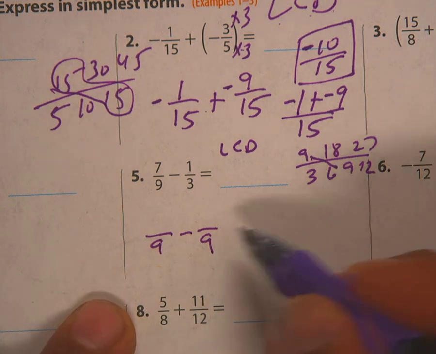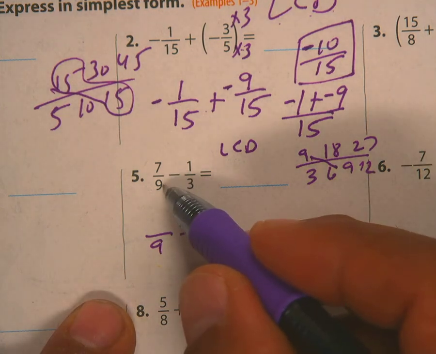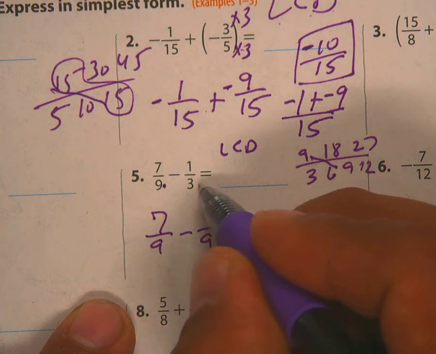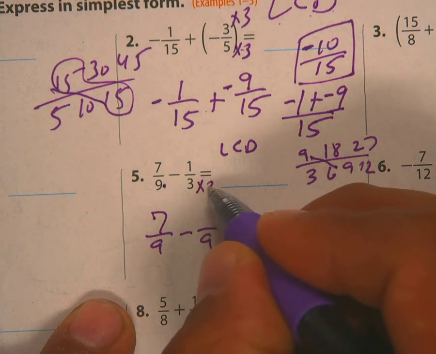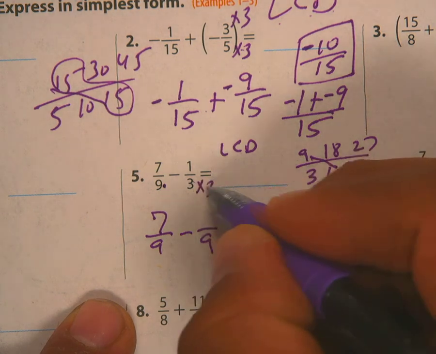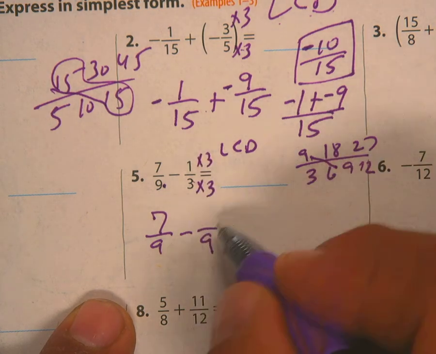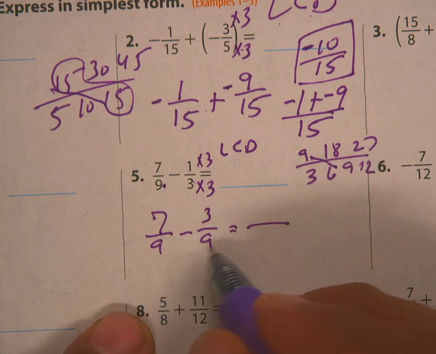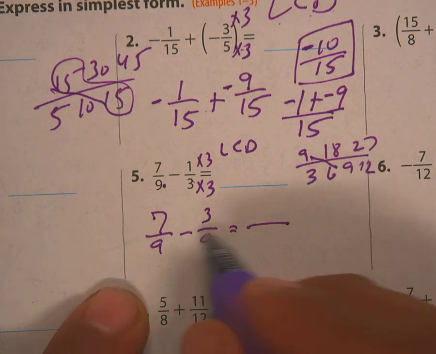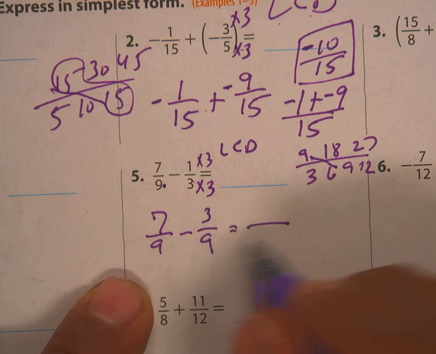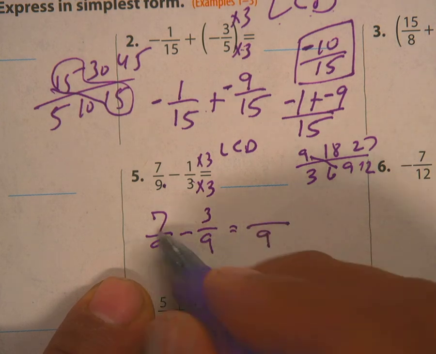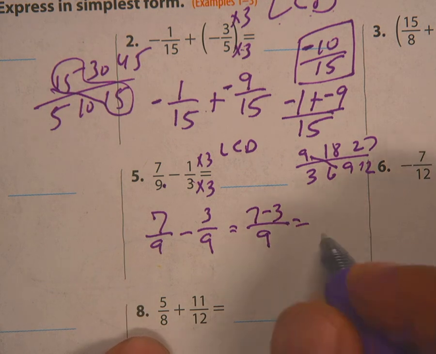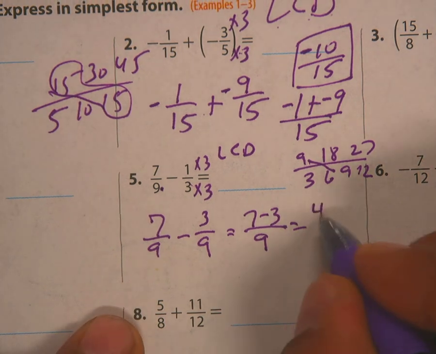And so now I look at my fraction, the previous one, and this has a 9. So then I'm just going to keep the 7. But this guy was at 3 and he went to 9, so 3 times 3 is 9. But what we do to the bottom, we do to the top. So 1 times 3 is 3. Now we have like fractions because the denominators are the same. We don't subtract the denominators. We leave the denominator the way it is, and then we just put 7 minus 3. And of course, you know what the final answer should be, which is 4/9.